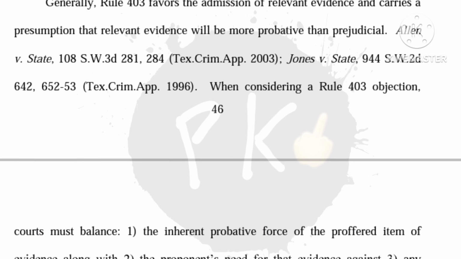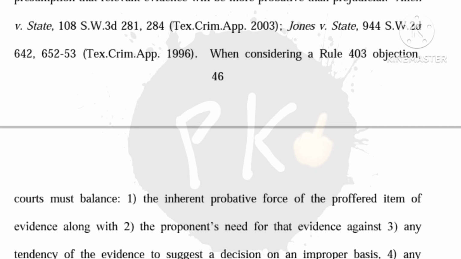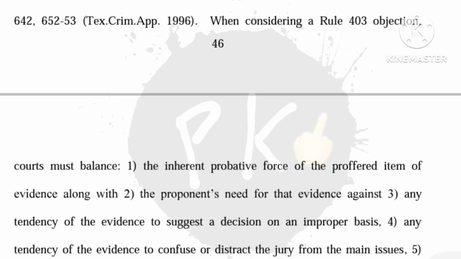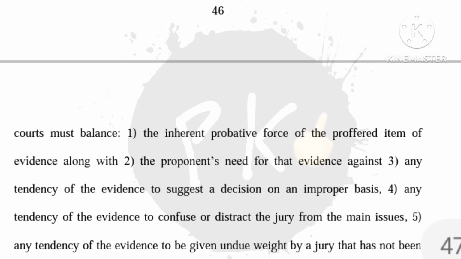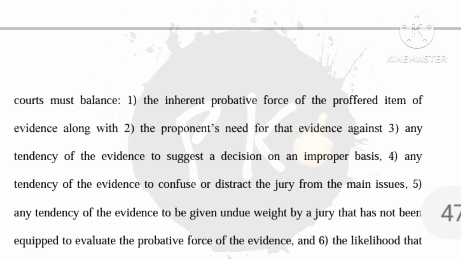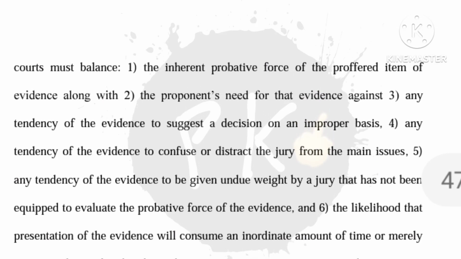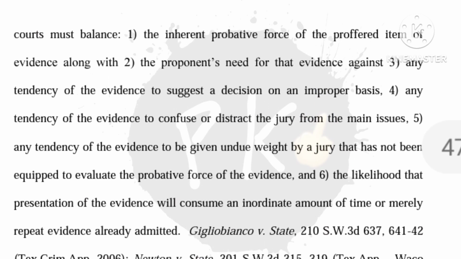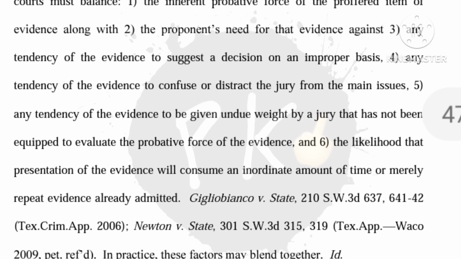When considering a Rule 403 objection, courts must balance 1. The inherent probative force of the proffered item of evidence, along with 2. The proponent's need for that evidence against 3. Any tendency of the evidence to suggest a decision on an improper basis, 4. Any tendency of the evidence to confuse or distract the jury from the main issues, 5. Any tendency of the evidence to be given undue weight by a jury that has not been equipped to evaluate the probative force of the evidence, and 6. The likelihood that presentation of the evidence will consume an inordinate amount of time or merely repeat evidence already admitted.